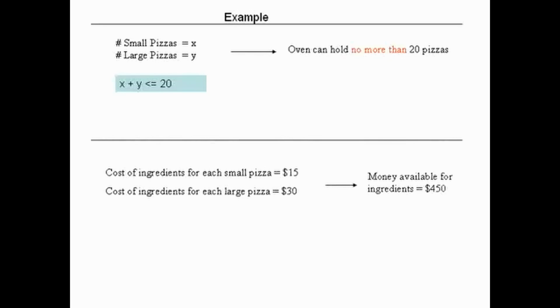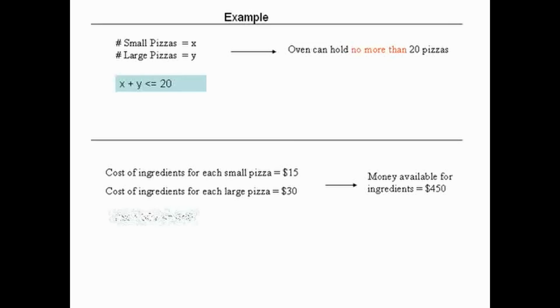The other constraint for the company is that it knows beforehand that the cost of the ingredients to make a small pizza is $15 and the cost of the ingredients to make a large pizza is $30. Now the company only has $450 available to buy ingredients.